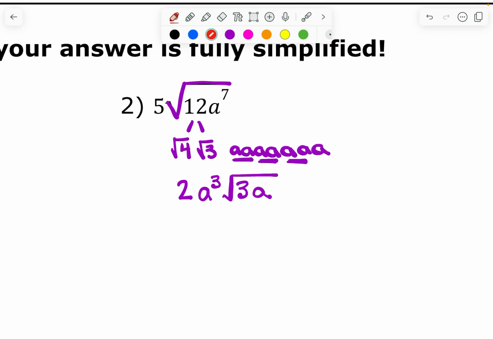Again, the one thing that I haven't touched yet is this 5 out front, and I need to just leave that out front because we don't simplify when they're out front. But that tells me I have a 5 and a 2, so I'm going to multiply those two things. So I'm going to put 10a to the 3rd square root of 3a.